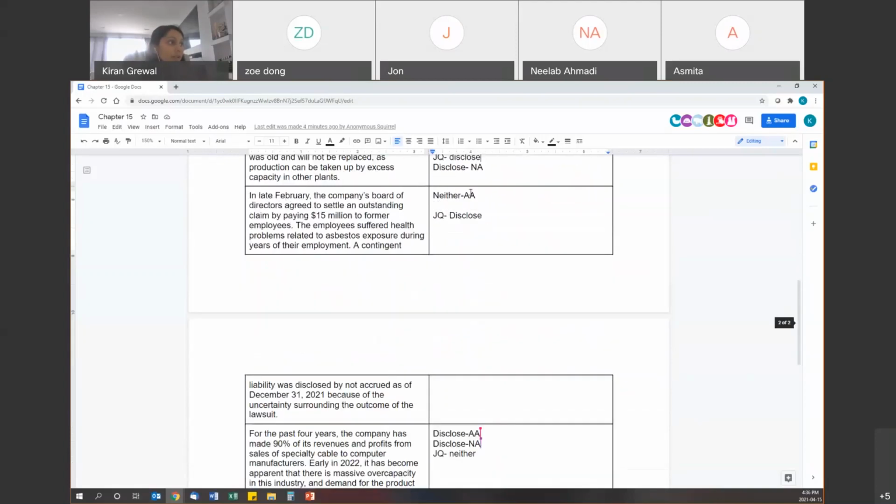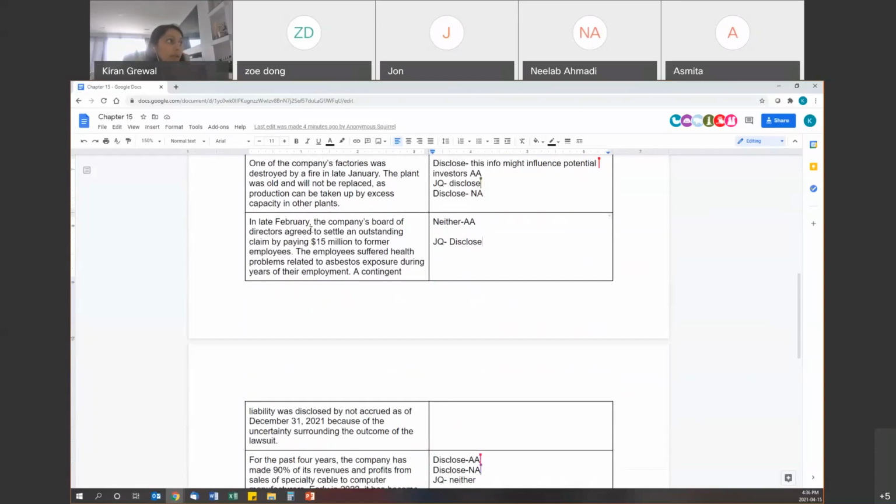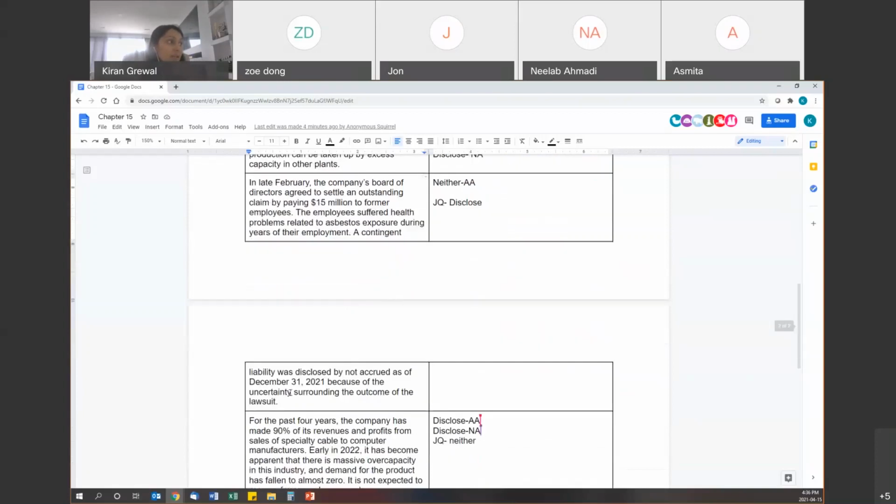It looks like on this one, only 2 people answered. One person said neither, one person said disclose. So let's read it. In late February, the company's board of directors agreed to settle an outstanding claim by paying $5 million to former employees. The employees suffered health problems related to asbestos exposure during the years of their employment. A contingent liability was not accrued as of December 31st, 2021, because of the uncertainty surrounding the outcome of the lawsuit.